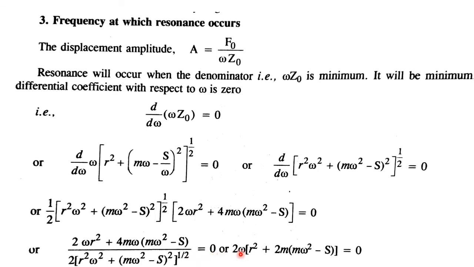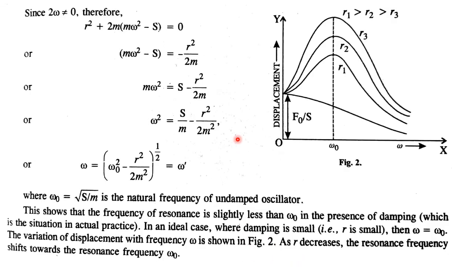Finally, take 2 omega common from here. Naturally this denominator part will be 0. When you cross multiply, you will get 2 omega r square. 2 omega cannot be 0. A product of two functions is equal to 0 if and only if one of the factors is equal to 0. That means 2 omega cannot be 0, so this other factor is going to give value 0. Let us see what is next over here. 2 omega is not equal to 0, that means this factor is 0. What is this? This is very important because we are going to calculate the value of frequency.